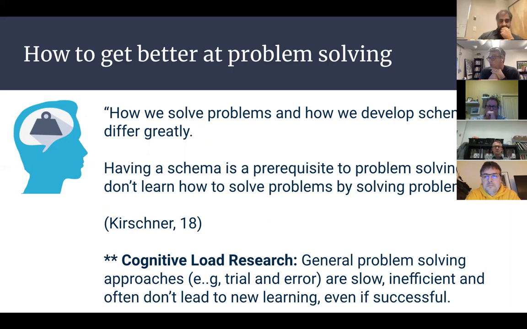And part of the cognitive load research is that, as I said earlier, general problem solving approaches like trial and error, things that novices do, are often slow and inefficient, and often they don't even lead to new learning, even if successful. So if I'm not an expert in something, like let's say my dishwasher breaks, and I'm horrible with anything mechanical, I might just try a whole bunch of things. And I may solve the problem, but at the end of the day, I probably haven't come away with a better understanding of how dishwashers work. Chances are I've just kind of hacked my way through the problem. Right?